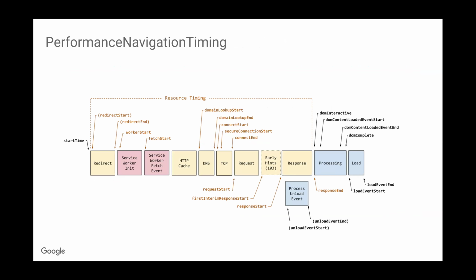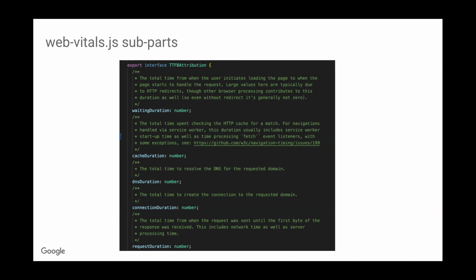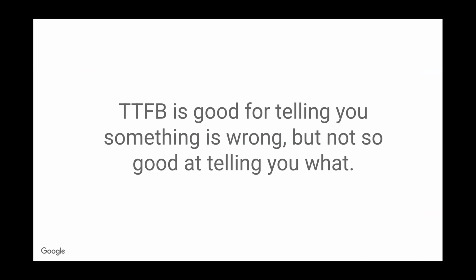Going back to Performance Navigation Timing, we tried to put subparts in this, and I wanted redirect time, I wanted that, but couldn't really do that. So I've got these vague definitions of waiting duration, which is mostly redirects and a little bit of browser time and who knows what. Cache duration, which is a bit of server work, a bit of cache. So it gives you a little bit more information, but it's not great. And if you're using service workers, some of this is just messy.